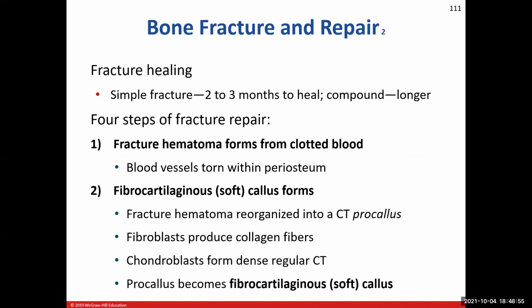All right, so what goes up must come down. If a bone gets fractured, it's got to heal. A simple fracture takes 2 to 3 months. Compound, depending on how bad, will take much longer, and in some cases require surgical intervention where you might need rods or pins or screws or whatnot. So here are the 4 steps of a fracture.